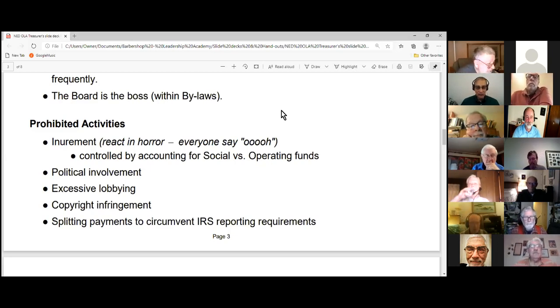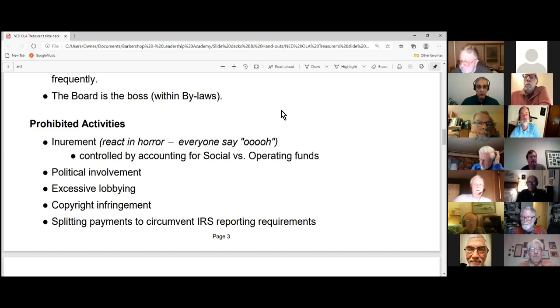You're only in existence to carry out your exempt purpose. Your exempt purpose is to perpetuate the wonderful art of barbershop quartet singing in America. Pretty much everything you do has to be within that goal, within that reason for existing, or you're not allowed to do it. And yet there's quite a lot we can do.